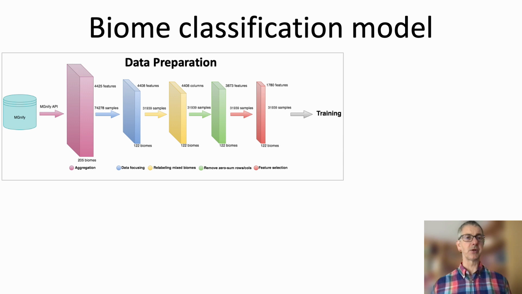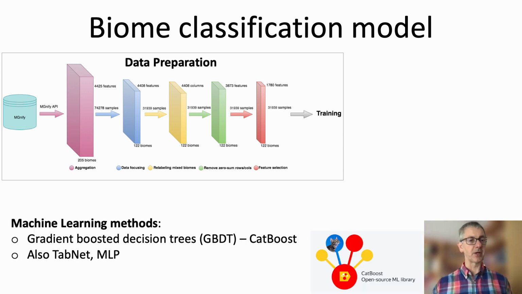Our primary machine learning task was biome classification. As usual in machine learning, most of this work was upstream. We used the MGnify API to pull metagenome abundances and metadata, and then through a series of machine learning best practices, including filtering out correlated features, we arrived at a dataset for training, which included 1,780 GO terms, 32,000 samples, and 122 biomes. For machine learning methods, we tried TabNet and the multi-layer perceptron, so tabular learning methods.